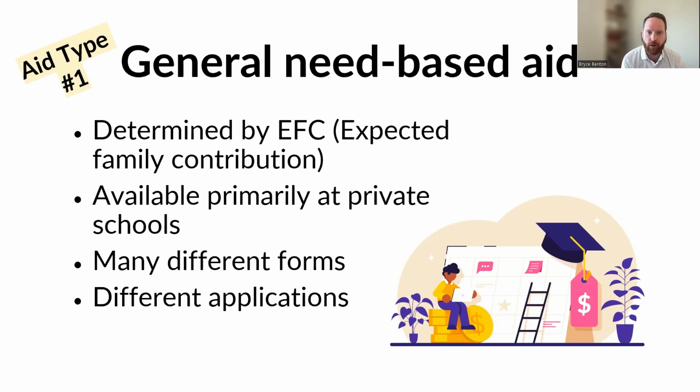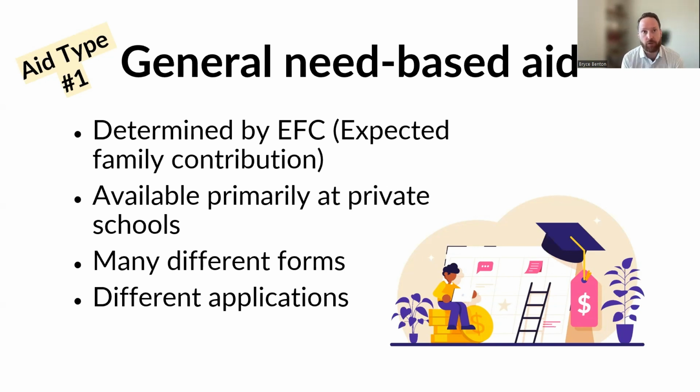So need-based aid is determined by establishing what's called an expected family contribution, or an EFC. This is basically the dollar amount that is demonstrated by you as the applicant that you can afford for the cost of attendance. And that could be anything from 0 up to the full cost or anywhere in between. And we'll talk about how that's established as we go through. There are some different applications and forms that you would complete, depending on the institution you're applying to, to establish an EFC in terms of your financial aid.